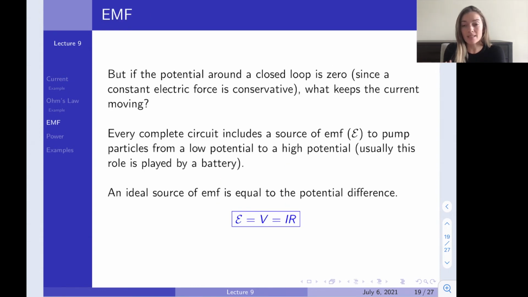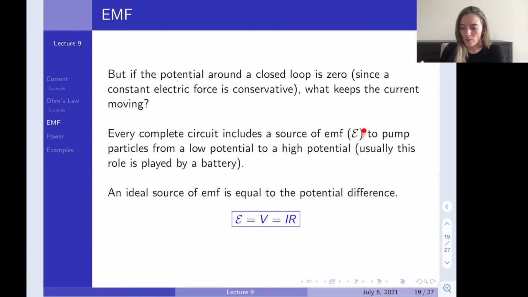So like I said, we need something to keep the current moving, and that is a source of EMF. EMF stands for electromotive force. Now, it's not really a great name because it's not really a force. You're supplying a potential difference. It's not really a force in the traditional sense. But again, they came up with a name before we really knew what it was. So we have an unfortunate name attached to EMF.